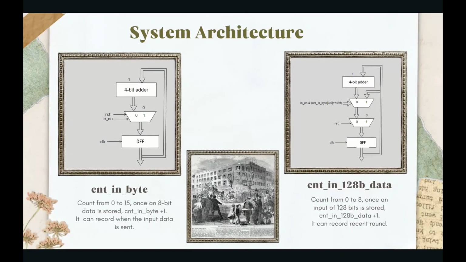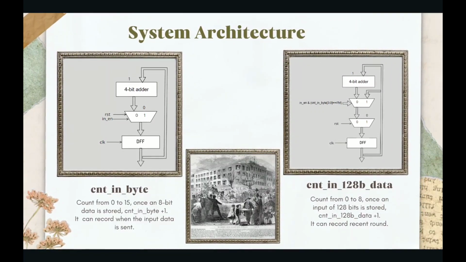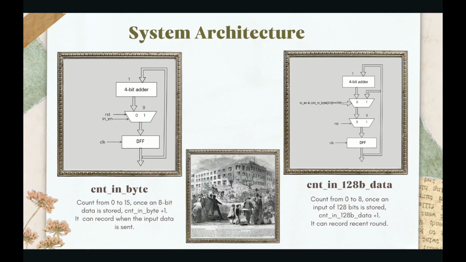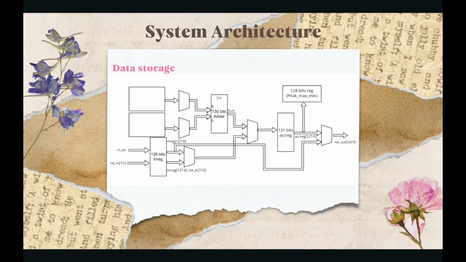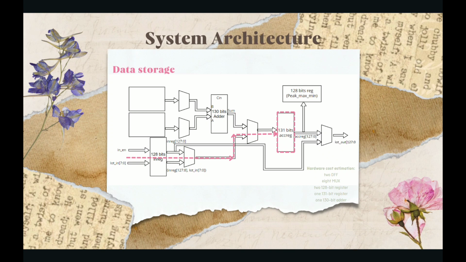Next, let's talk about our system architecture. Following are 2 types of counters that are used in our system, which count in bytes and count in 128 bits of data respectively. Here is the full screen of our circuit. When data is stored, it will pass a 128-bit register first and then be sent to another register for later comparison when the data is completely sent. We use a 131-bit register here for component reuse.